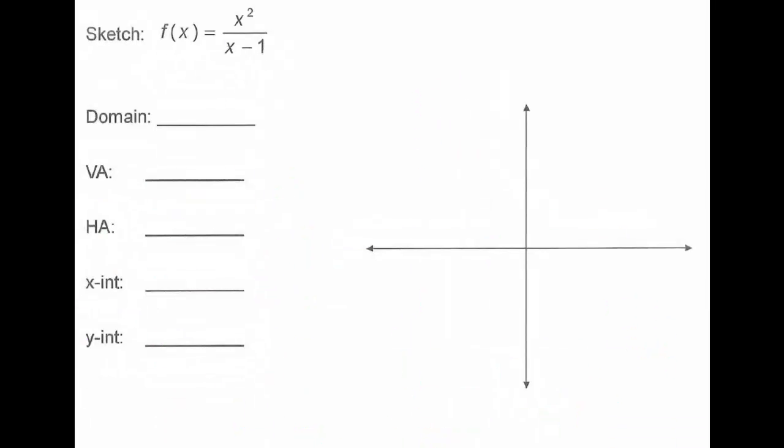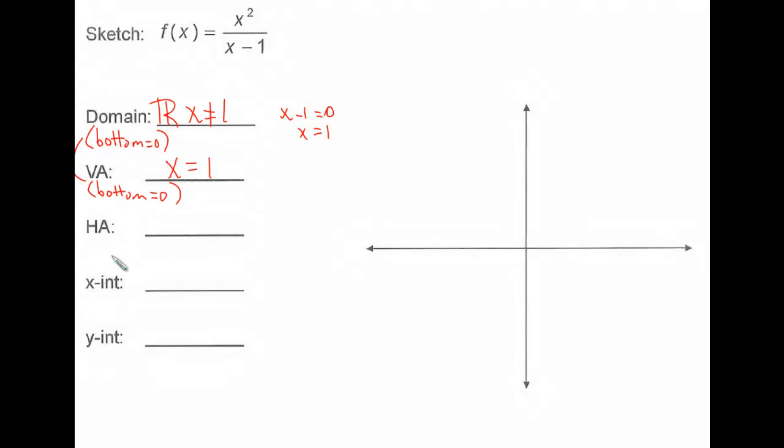Now let's sketch the function x squared divided by x minus 1. To get the domain, we set the bottom equal to 0. The domain is all real numbers. However, x cannot be equal to 1. To get the vertical asymptote, we do the same thing and set the bottom equal to 0. So the vertical asymptote is x equals 1.